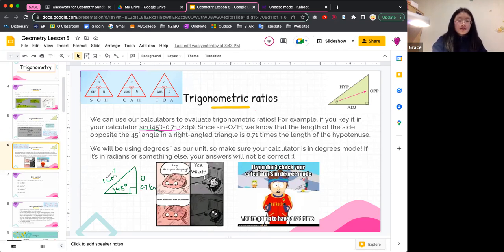And if the hypotenuse is some other length, like 2 centimeters, then this one will be 1.42 centimeters. So this is just a ratio. It's not some defined set of side lengths. It's just comparing the two side lengths. Right.